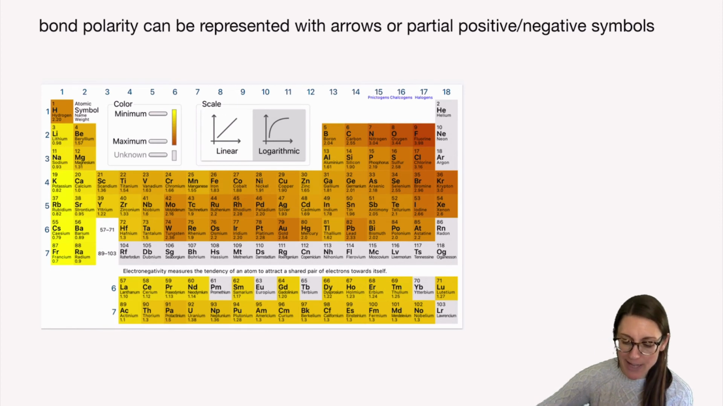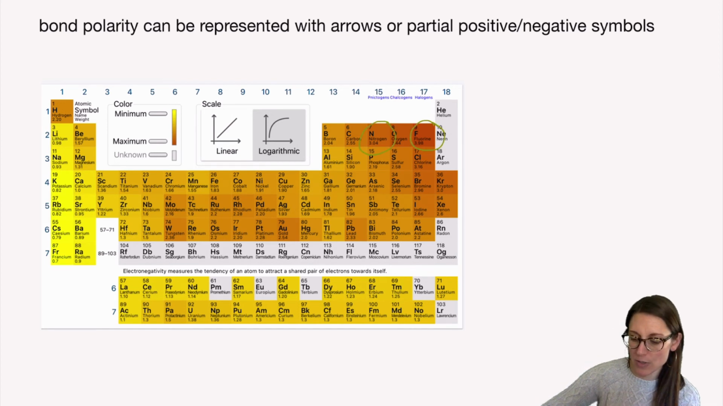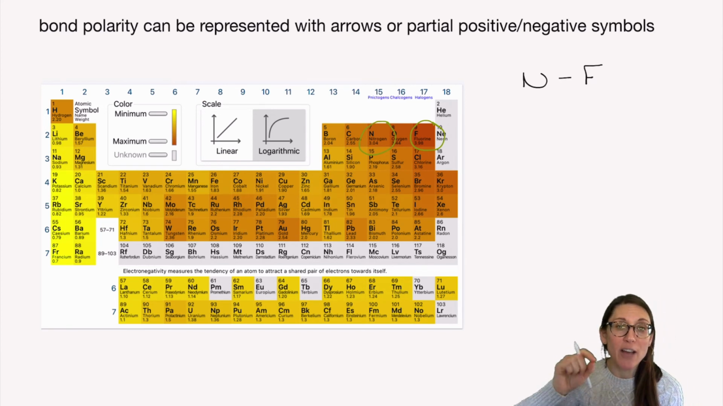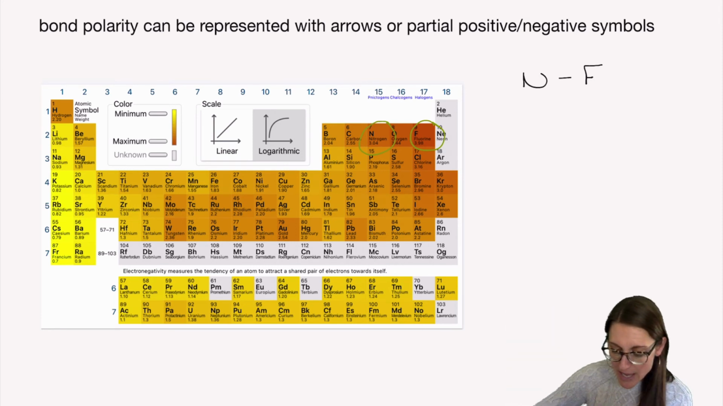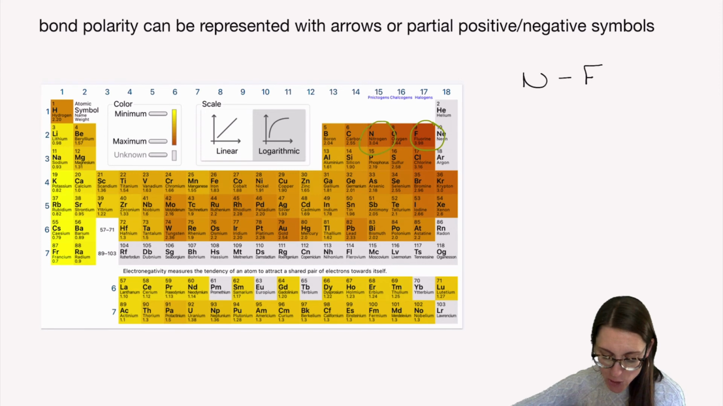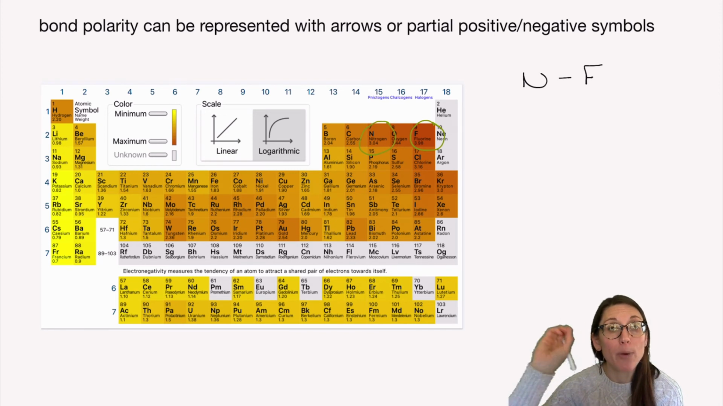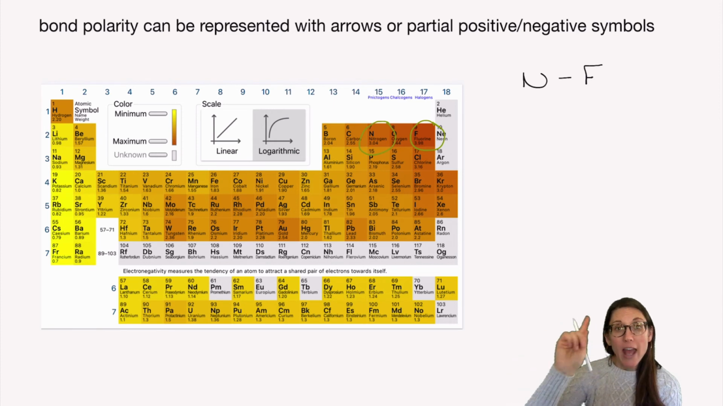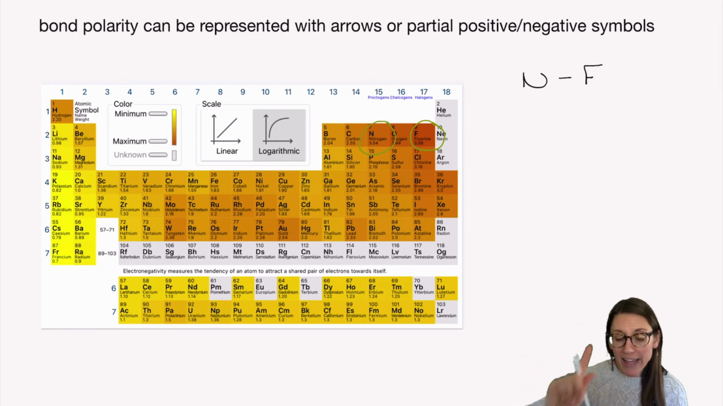Let's take a look at an example. So if I have a nitrogen and fluorine bond, so here's my nitrogen bonded to my fluorine. I can check and tell that the difference in electronegativity, so take the big number minus the little number, is going to be 3.98 minus 3.04. That's 0.94. That is a polar covalent bond. So it's polar covalent, and the fluorine is going to be more attracted to those electrons, or the electrons are more attracted to the fluorine.